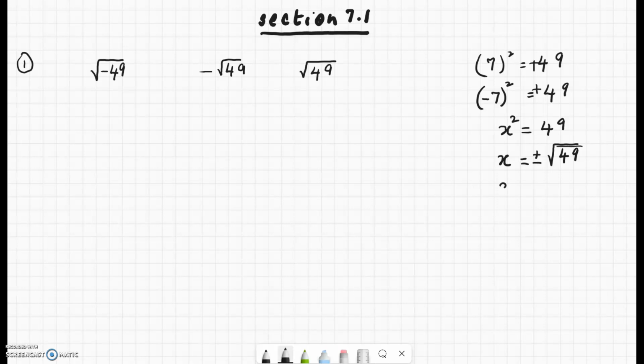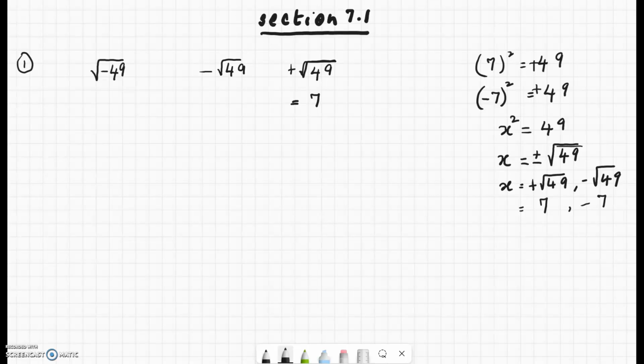Now, x can be equal to the positive radical 49 or x can be equal to the negative radical 49. And what is radical 49? If I square 7, I get 49. So the positive square root of 49 is 7, and the negative square root is -7. But when you see this radical sign, we're only looking at the positive square root of 49, which is 7.